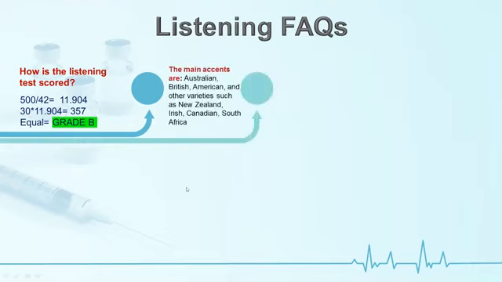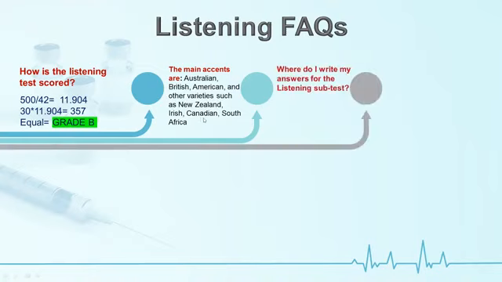Regarding the accents used in this subtest, they could be Australian, British, American, and other varieties such as New Zealand, Irish, Canadian, and South African. Where do I write my answers for the listening subtest? In part A, you have to write your answers in the space provided, while in parts B and C, you have to shade the lozenge or the circle beside the correct answer.